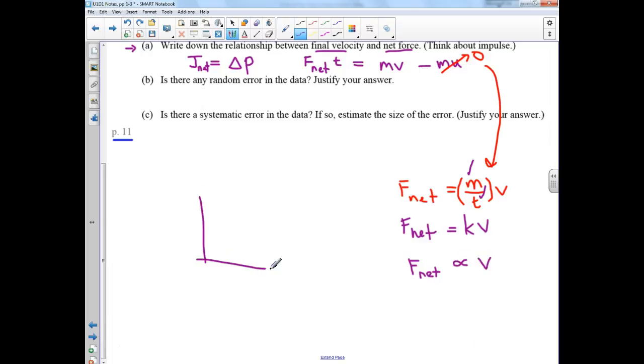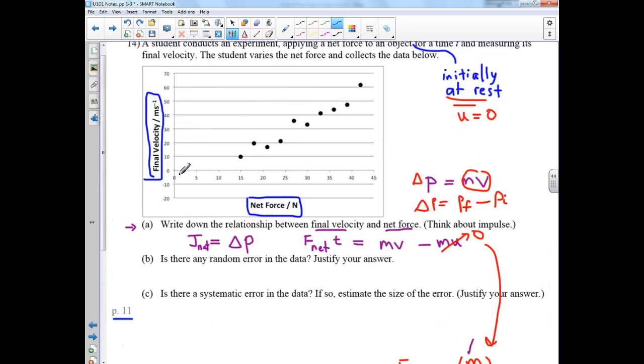So the graph of net force and velocity, what was it? It's velocity on the y against net force. What's the graph of? Well, it should be the graph of a direct proportionality, a straight line through the origin. Okay, now that we know that, let's make a straight line through the origin. There it is. There's my straight line through the origin. Kind of straight.